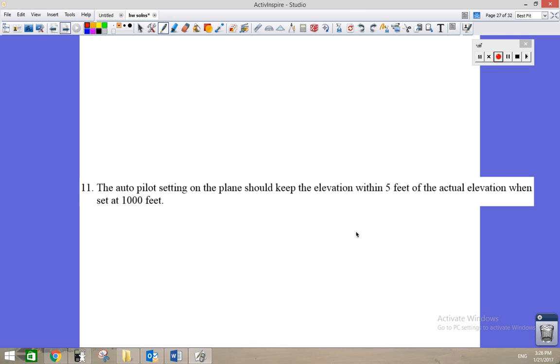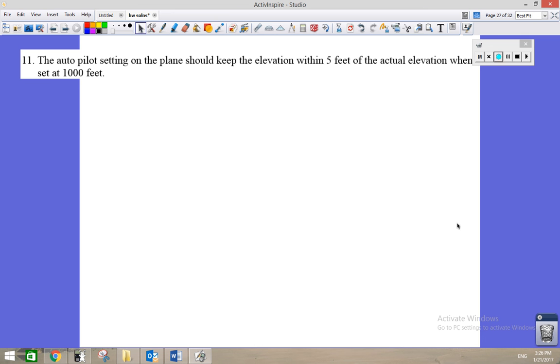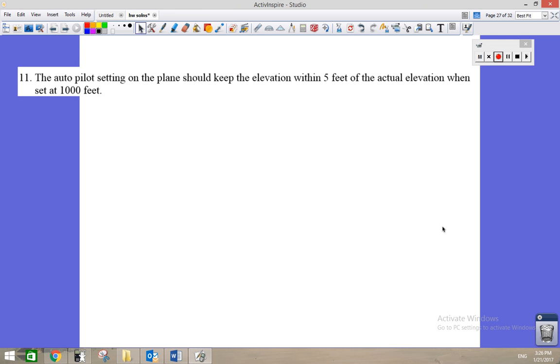Let's take a look at the next one. An autopilot setting on the plane should keep the elevation within 5 feet of the actual elevation when set at 1,000. Okay, so you've got some airplane that's flying at its cruising altitude. So this isn't during takeoff or landing. So that's why the 5 feet. At first, somebody goes, "Man, I want my airplanes to be pretty accurate." Well, when you're 35,000, 20,000 feet above the ground, 5 feet is not a big deal. You're clearing the mountains if you're 5 feet above or 5 feet below at that cruising altitude.